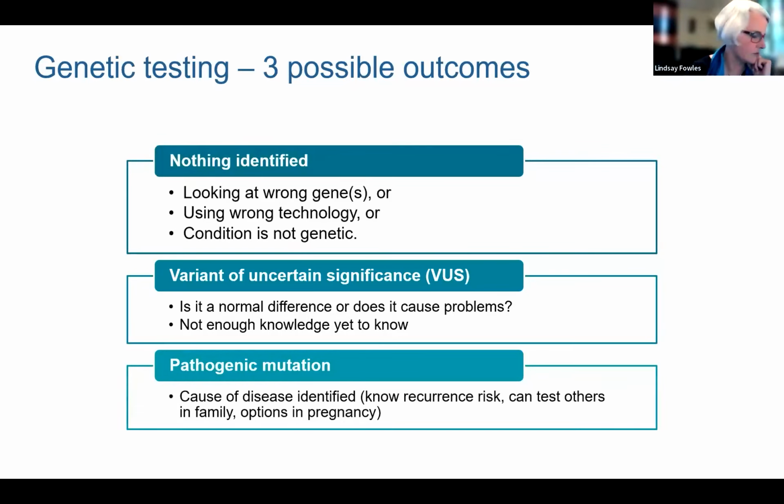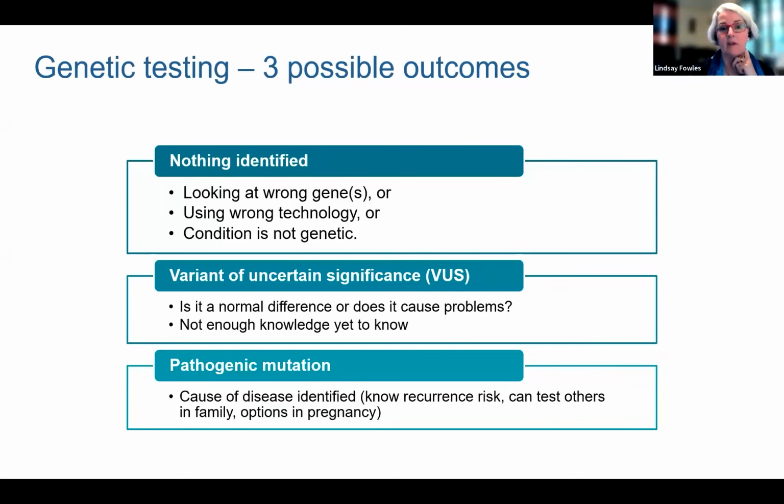So those are our three options: the black, the white, and the grey. We find nothing, in which case we're in exactly the same situation as when we started. And this is why it's really important to start with someone in the family who clearly has the condition. Because even when we start with someone who clearly has the condition, sometimes the genetic testing can't find the underlying genetic factor.